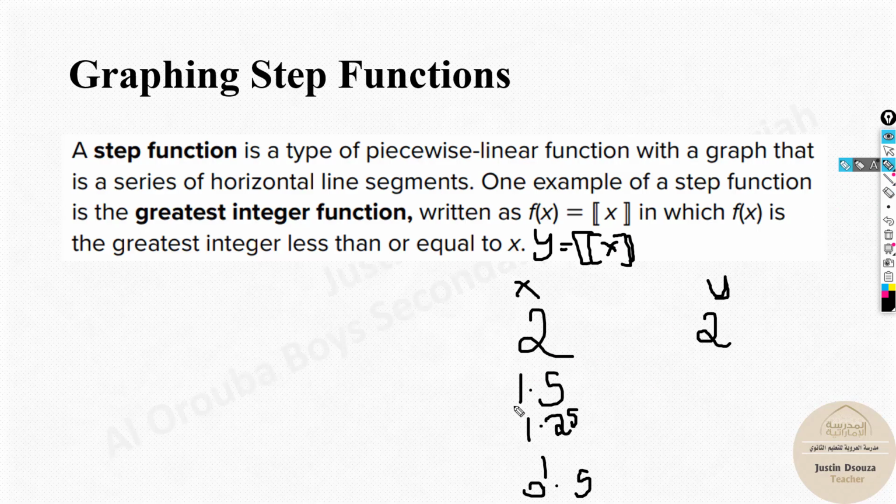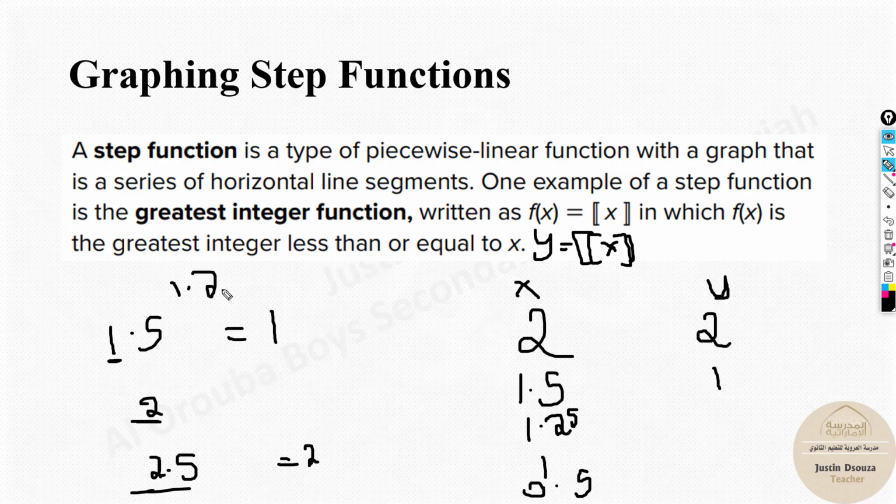Which integer? It is the integer which you see before it. For 1.5, just see the number over here. This is equal to 1. This is the easy way to remember. If it's 2, it's just 2. But if you have 2.5, it would be 2. Now I have 1.25. The integer here is again 1. But now 0.5, what is the number? 0. So these would be the answers.